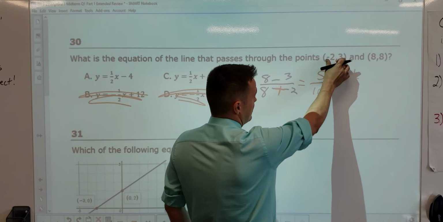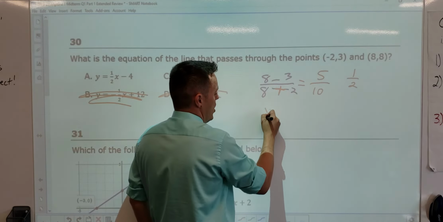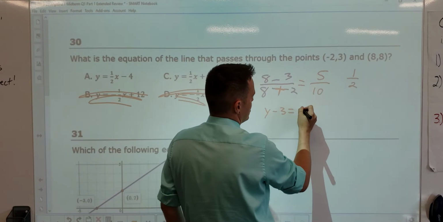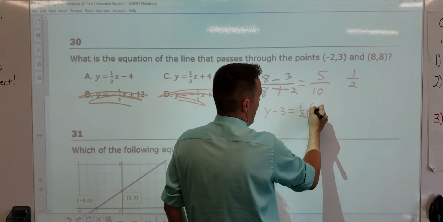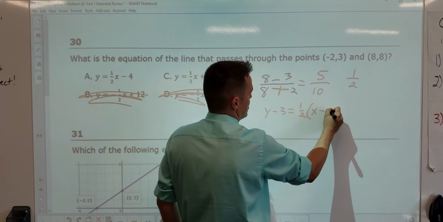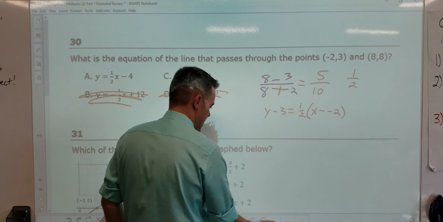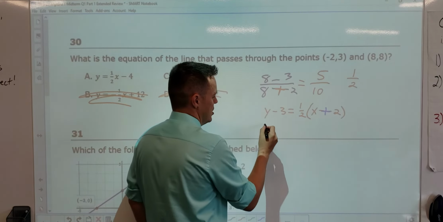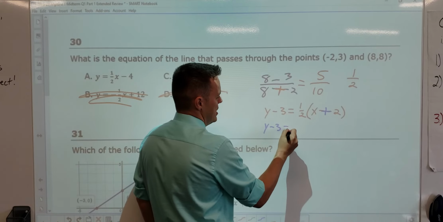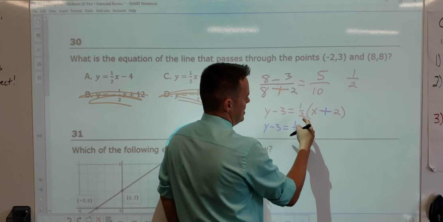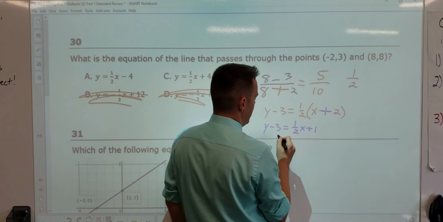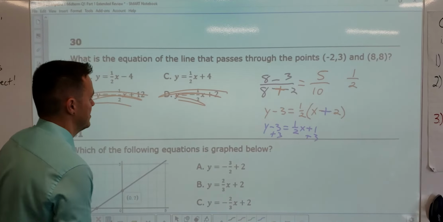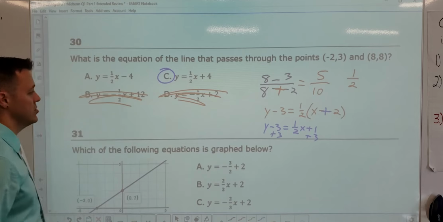So I'm going to do -2, 3 with the y1. So it's y minus 3 equals 1/2 x, and then it's -2, like that, minus the negative. Combine it together, and then you do your distribution. So it's y minus 3 equals 1/2 x. That would be plus 1. And if you add 3 to both sides, you'd end up with a plus 4. So your answer is C.